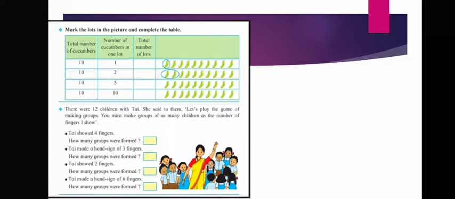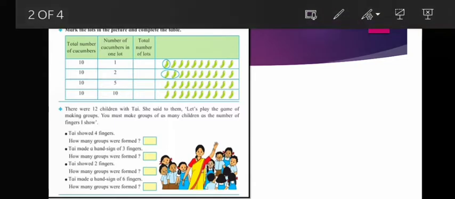As you can see, mark the lots in the picture and complete the table. What is the meaning of a lot, children? As you can see, in the first column, total number of cucumbers. There are 10 cucumbers in each row. Number of cucumbers in one lot. So, they have circled one lot. One lot means one set. Now, how many total number of lots? How many lots can you make?